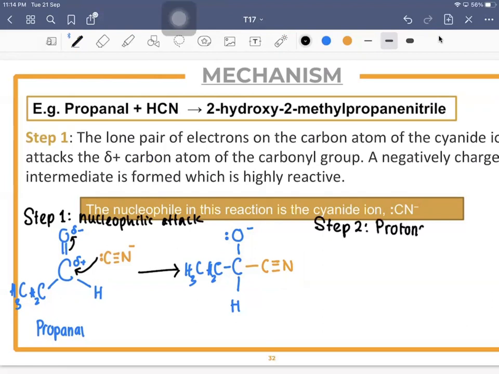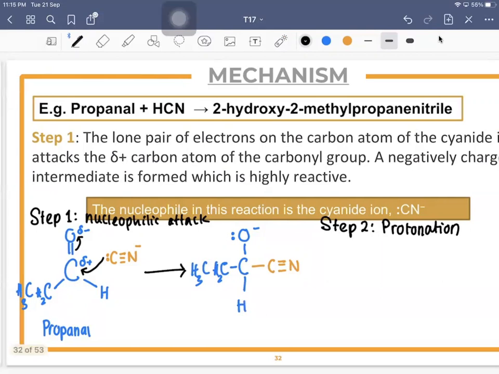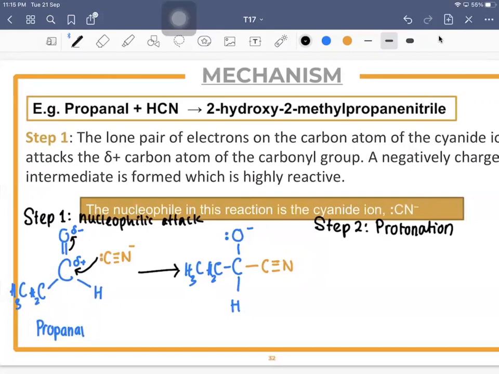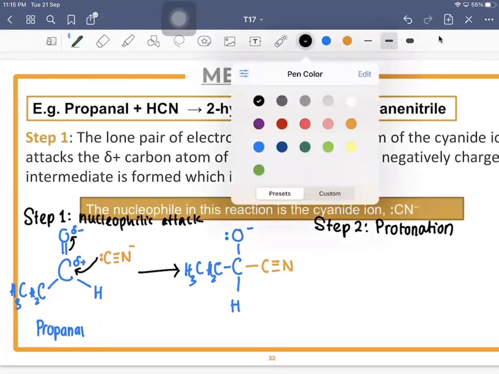Next is step 2, where we have what we call protonation. Protonation means the acceptance, or the receiving, of a proton. Now, proton is H+. We haven't learned this because we haven't covered acids and bases yet, but H+ is actually also called a proton. So this H+ comes from your HCN. I'll use green.